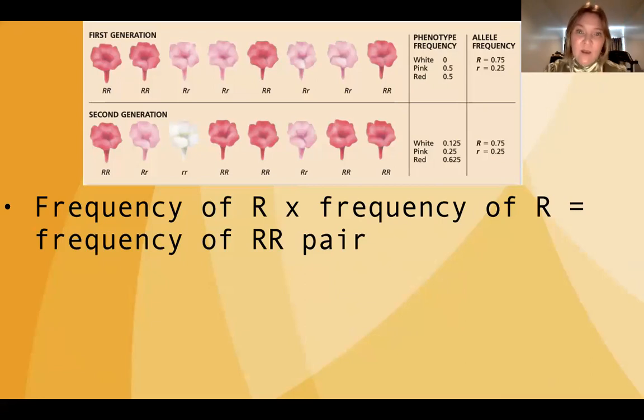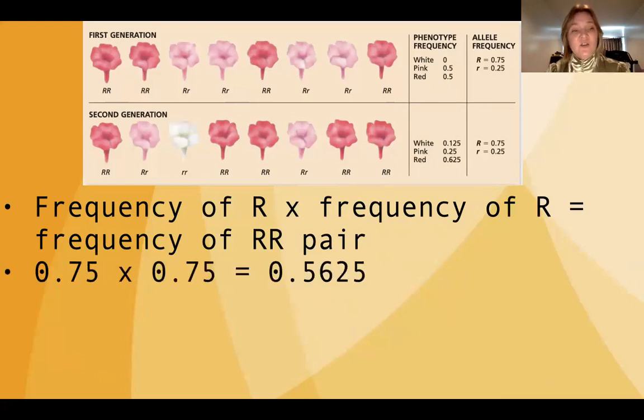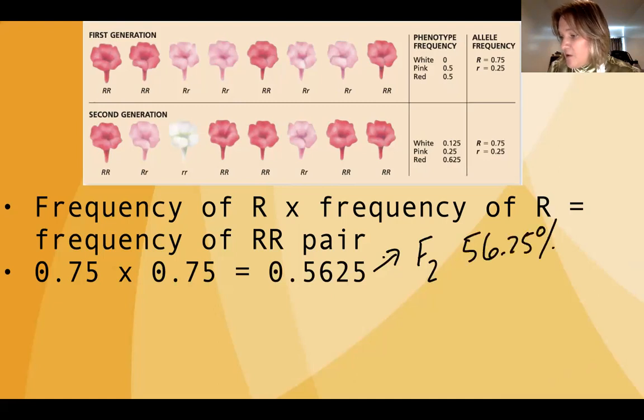So if we have the frequency of big R times the frequency of big R, so one of them is from the male gamete, one of them is from the female gamete, that will be the frequency of a homozygous dominant second generation individual. So that is 0.75 times 0.75, which is equal to 0.5625. So what that means is that for F2, the second generation, we have a 56.25% of having a homozygous dominant individual.